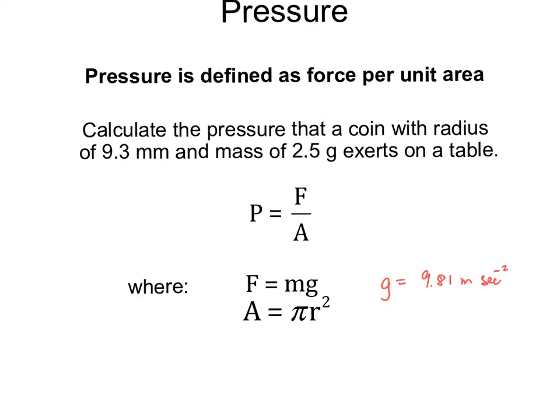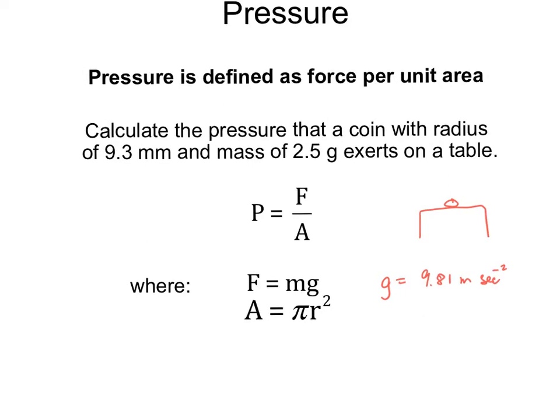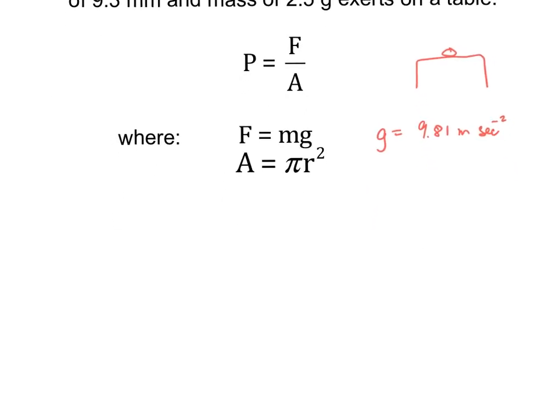All right, and then area is pi r squared, and in this case we're looking at a coin. So here's a table, and you've got a little coin on it, and you want to calculate the pressure that the coin exerts on the table. And the radius of the coin is 9.3 millimeters, and the mass of the coin is 2.5 grams. So we can use these equations to calculate it.